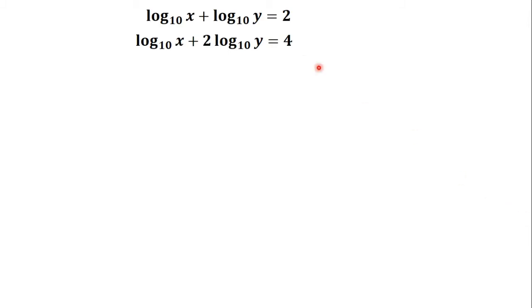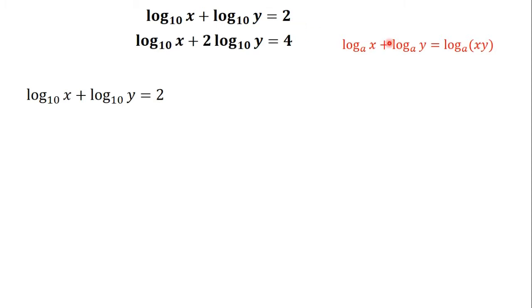Log x base 10 plus log y base 10 is equal to 2. Log x base 10 plus 2 log y base 10 is equal to 4. So we are going to reduce our first equation, then we reduce the second equation so that we can get equation 1 and equation 2, then we solve them. Okay. So the first equation is log x base 10 plus log y base 10, and this is equal to 2.